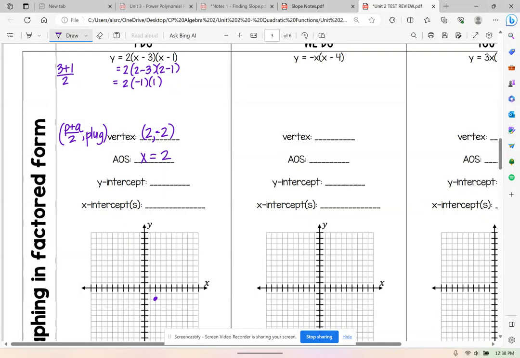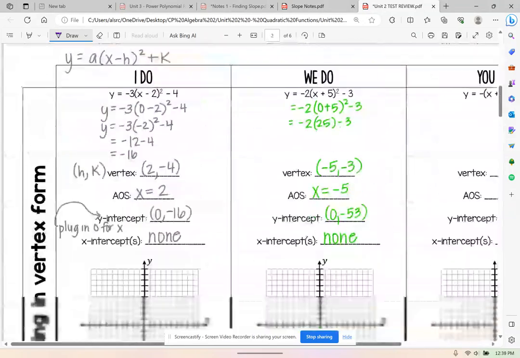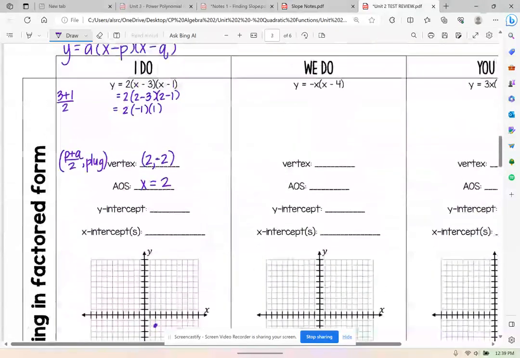How do you find your y-intercept? Plug in 0. Hold on. Give me a second. So y equals 2 times the quantity 0 minus 3 times 0 minus 1. So that's 2 times negative 3 times negative 1. 2 times negative 3 is negative 6. Times negative 1 is positive 6.